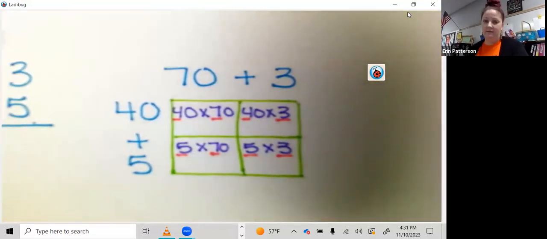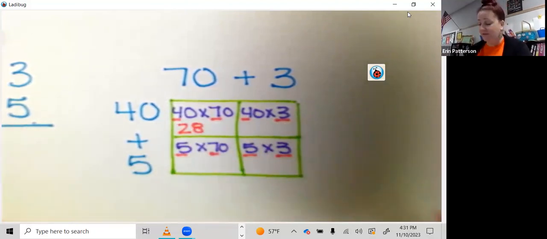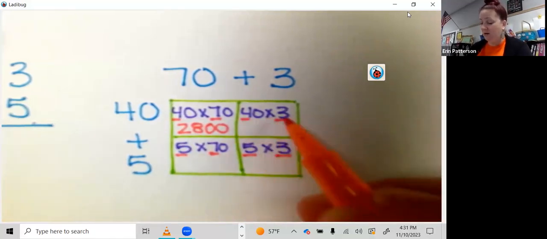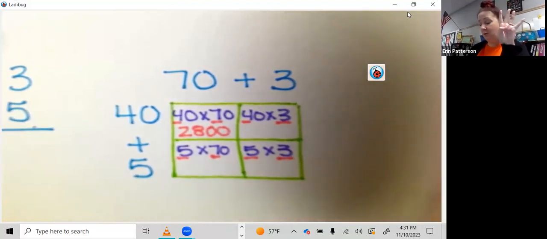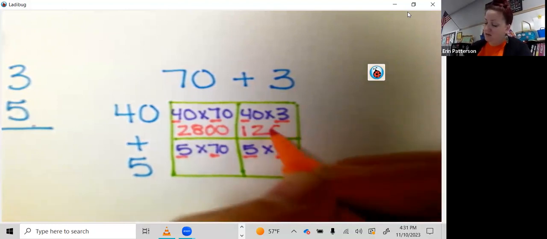4 times 7. So I'm going to hold up 7 fingers and I'm going to sing the 4 song. 4, 8, 12, 16, 20, 24, 28. So 4 times 7 is 28. And if you see, I've got how many zeros? 1, 2. Slap them on. Over here, I have 4 times 3. Well, we could do the 3 song now. So I'm going to hold up 4 fingers. I'm going to count my 3 song. 3, 6, 9, 12. 12. Do you see any zeros? Yep-a-doodles. Whoosh.